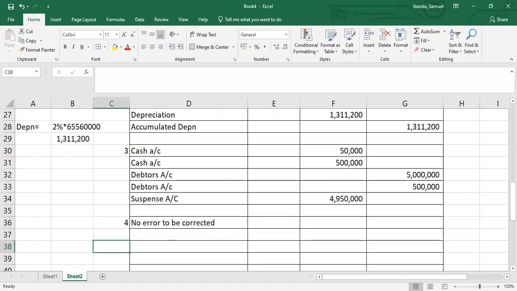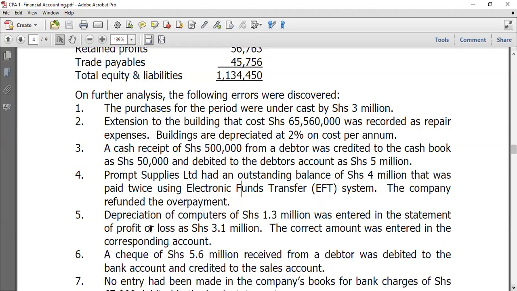So the next thing that you need to think about is, they're telling us that depreciation of computers 1.3 was entered in the statement of profit and loss as 3.1. The correct amount was entered in the corresponding account. Like I told you, even if they don't make this statement, yours is to make the assumption that the correct amount was actually entered in the right account, just like the way this statement was up here. Even if it was just a single statement, it would be the same thing.